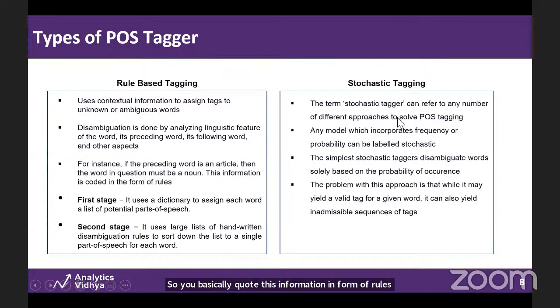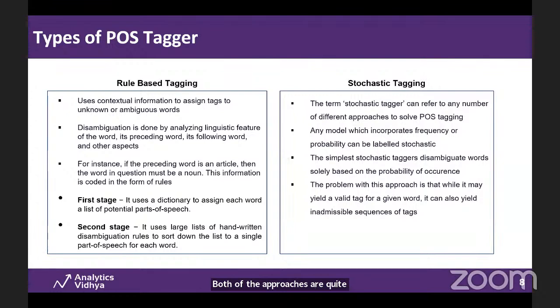Coming to stochastic tagging, the term stochastic tagger can refer to any number of different approaches to solve this POS tagging problem. Any model which incorporates a frequency or probability based approach can be labeled stochastic. Both of these approaches are quite intensive, but they come with their own set of challenges.